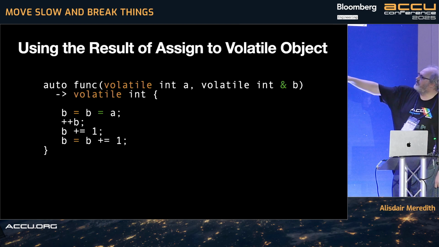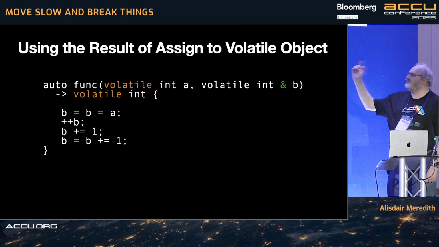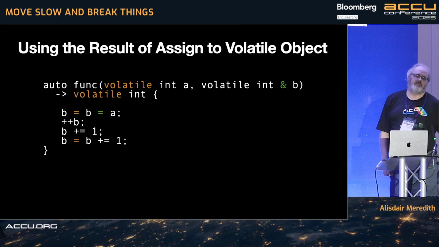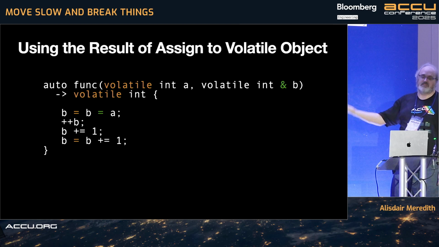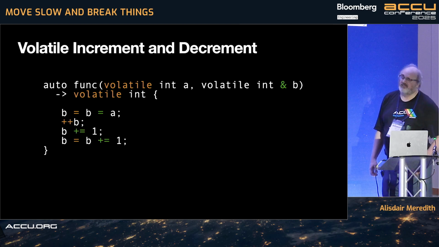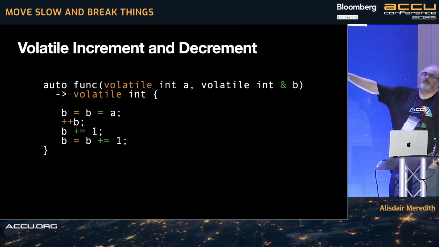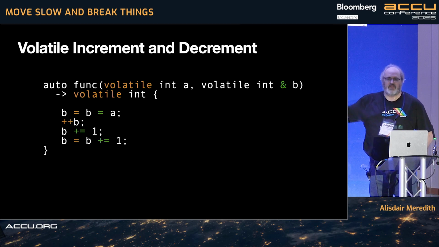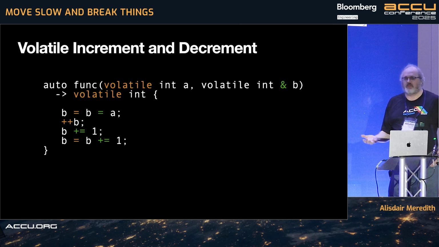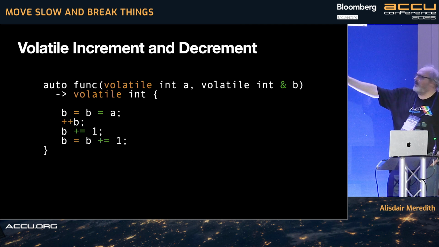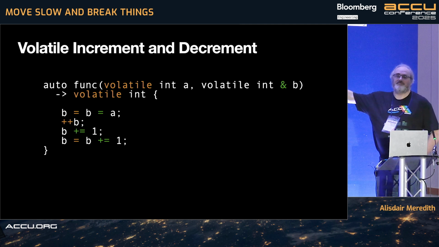Similarly, B plus equals 1, the compound assignment, has the same issue. I shouldn't be reading the result of a volatile operation and expecting it to still be the same. Then we get the confusing one. Pre-increment or post-increment on a volatile variable will become ill-formed. It's been deprecated for at least 2 standards, whereas the compound assignment, the plus equals 1, that's fine.